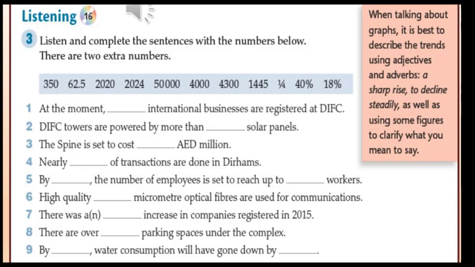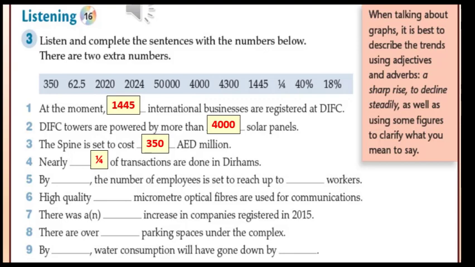Let's now do the task together. The first one. At the moment, 1,445 international businesses are registered at DIFC. Number 2, DIFC towers are powered by more than 4,000 solar panels. 3, the spine is set to cost 350 million. Number 4, nearly a quarter of transactions are done in dirhams.